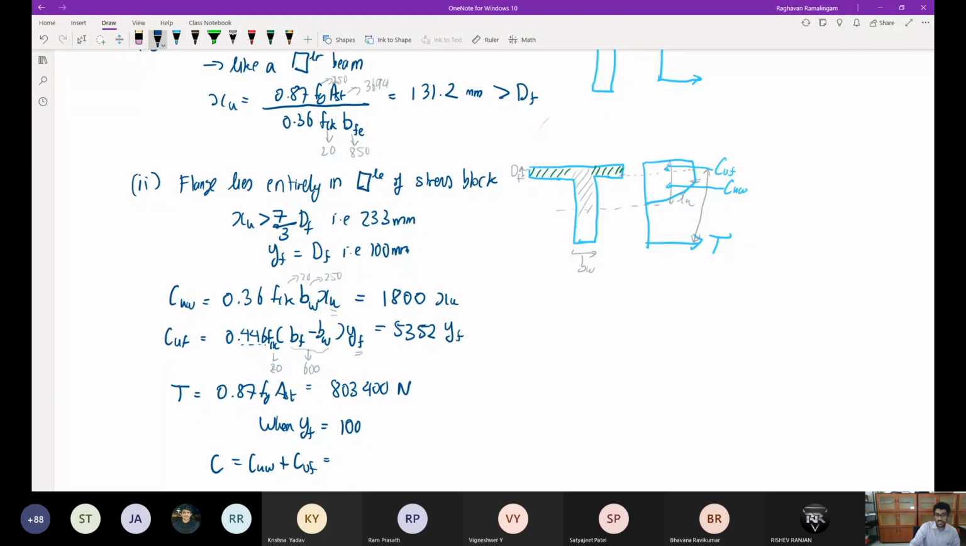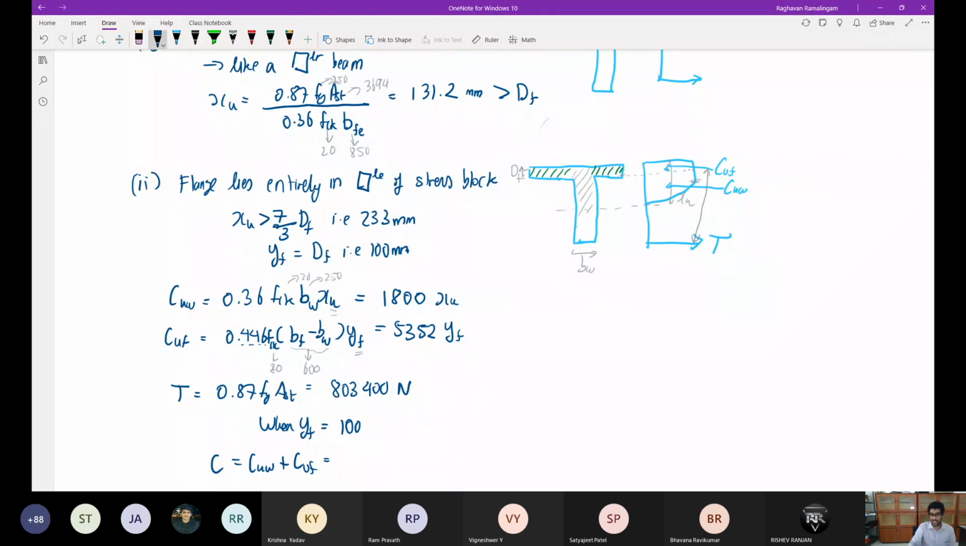We are making the assumption that XU is greater than 7 by 3 DF. We are not saying that it is exactly at 7 by 3 DF. In design, we can take that approach and say if XU is at exactly 7 by 3 DF, are we getting the moment that we want? Here, the steel is already given to you, so you cannot simply say that the neutral axis is at some location. You have to actually locate the neutral axis. This 7 by 3 DF is 233 mm and XU might be greater than 233 mm, and we are checking for that.